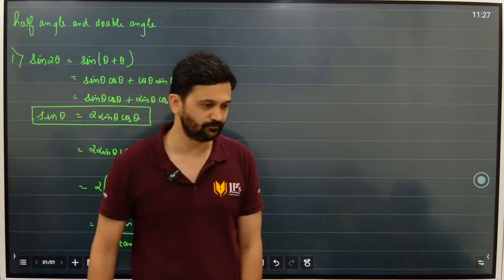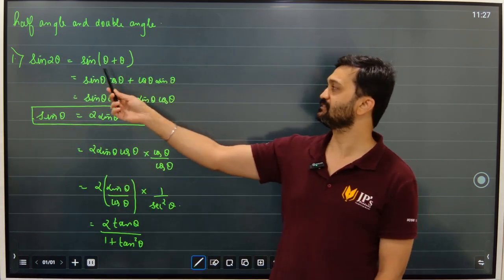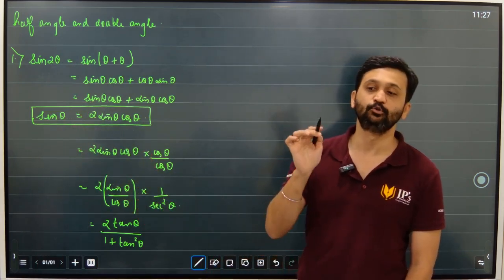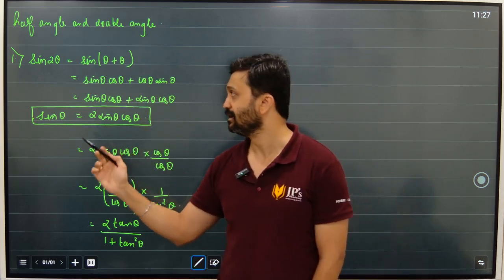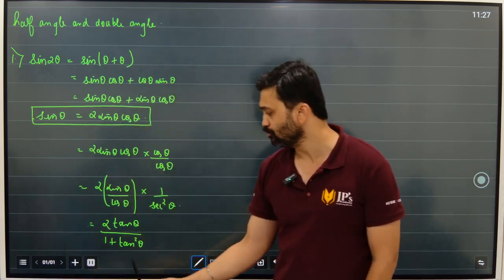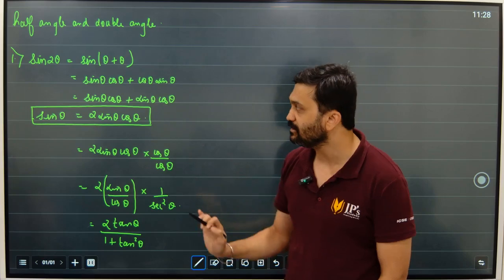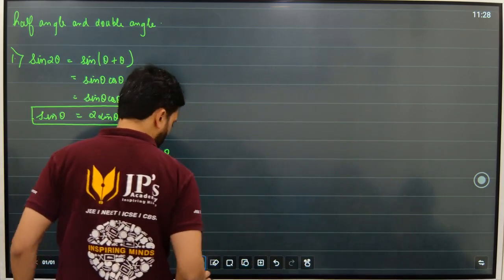These are your two formulas for sine 2 theta. So if someone asks what is the formula for sine 2 theta, the first formula and the most used formula is 2 sine theta cos theta. And the second formula is 2 tan theta upon 1 plus tan square theta. This is for sine 2 theta.